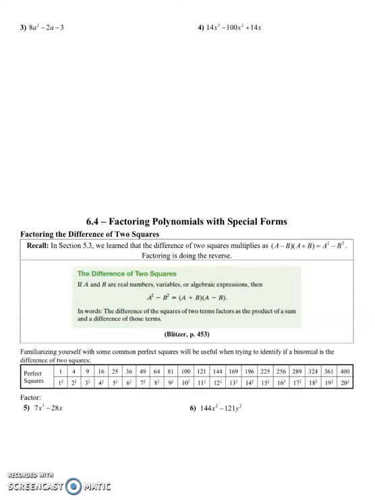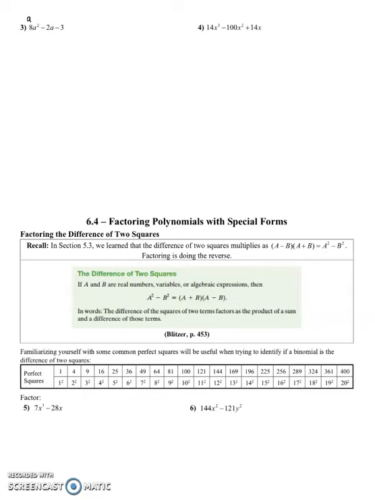Okay, this is part 2 of the 6.3 lecture video. And remember, we are learning how to factor trinomials of the form ax squared plus bx plus c. So let's look at number 3 here. We have 8a squared minus 2a minus 3.